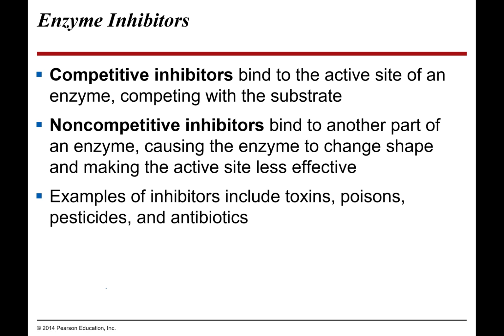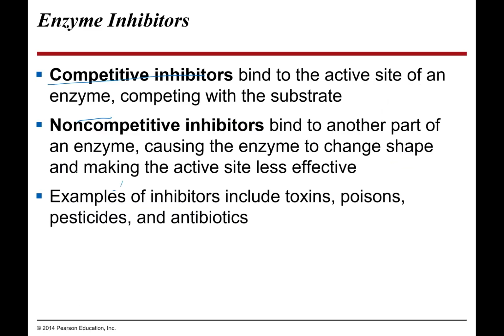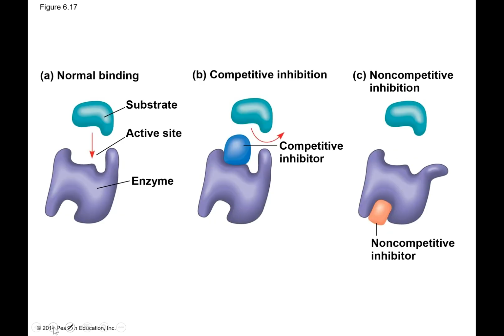So examples like nerve gas, right? That shuts down your whole nervous system. Well, how does that actually work? Anything like that, a toxin or a poison, can be a competitive inhibitor or a non-competitive inhibitor. We'll look at pictures of them in a second to explain more of what they are, okay? So competitive or non-competitive inhibitors.